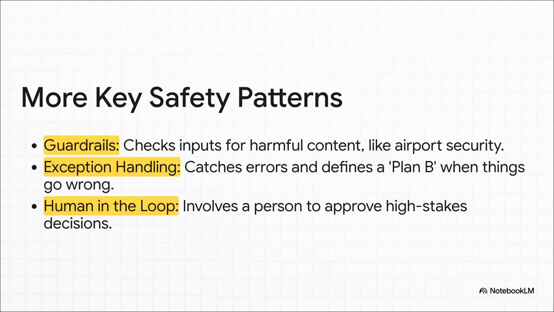And reflection is just one piece of the puzzle. The pros build layers of defense. They use guardrails to scan incoming requests for harmful content, kind of like airport security. They build in exception handling, which is basically a plan B for when things inevitably go wrong. And for those really high-stakes decisions, they use the human-in-the-loop pattern, making sure a person always has the final say.